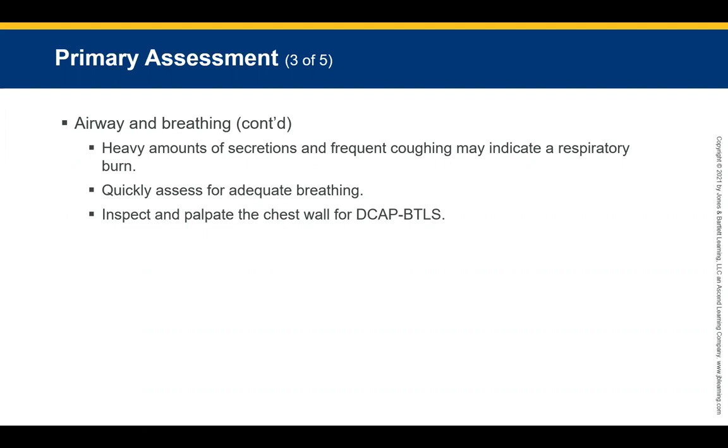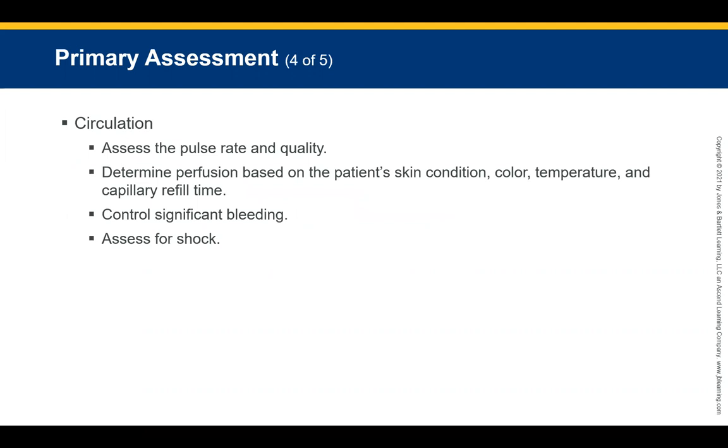Inspect and palpate the chest for DCAP-BTLS. Obviously, circulation: control significant bleeding. If the patient has an obvious life-threatening external hemorrhage, we're going to fix that first and foremost. Then treat the patient for shock as quickly as possible. Treat shock in burn patients and prevent heat loss. Cover the patient with a blanket. I've told you that a while ago. Remove the clothing and then turn around and cover them if possible.